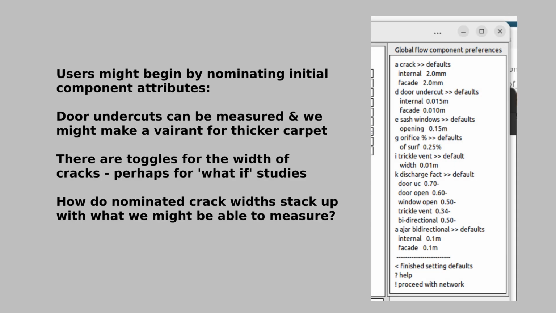We might begin the task by setting some defaults for leakage paths. Some things, of course, yes, we can measure, like the depth of undercuts. Those are straightforward things to do. We know the size of doors. The setting of crack widths would take quite a bit of experience and probably some iteration to tune such values.